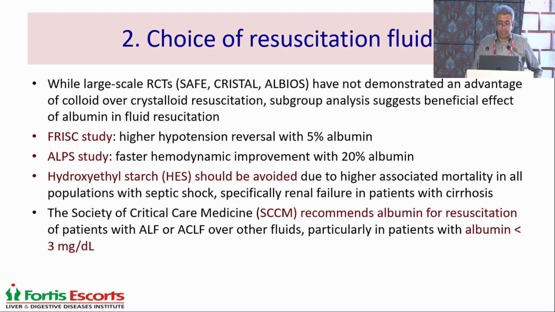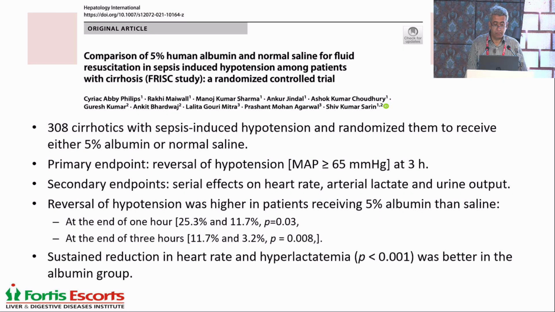The Society of Critical Care Medicine is recommending albumin for resuscitation fluid in patients with ALF, especially if the albumin levels are less than 3 milligram per deciliter. This was the FRISK study. They compared 5% albumin and normal saline for resuscitation. They had 308 cirrhotics and randomized them into 5% albumin and normal saline, and the primary endpoint was reversal of hypotension at 3 hours. The patients who had 5% albumin had higher reversal, and the indirect markers like sustained reduction in heart rate and lactate improvement were better in the albumin group.